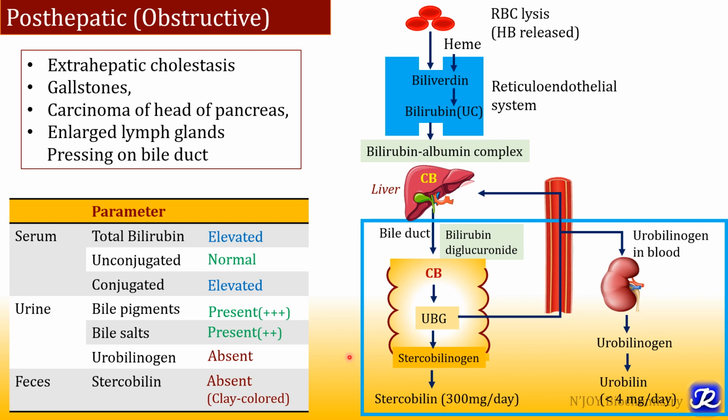And that's why patients of post-hepatic or obstructive jaundice will present with high colored or dark colored urine due to presence of this bile pigment, that is conjugated bilirubin, in the urine, and clay colored stool because of absence of stercobilin in the feces. So in post-hepatic jaundice, there will be increased conjugated bilirubin along with the presence of bile salts and bile pigments, and absence of urobilinogen in the urine.